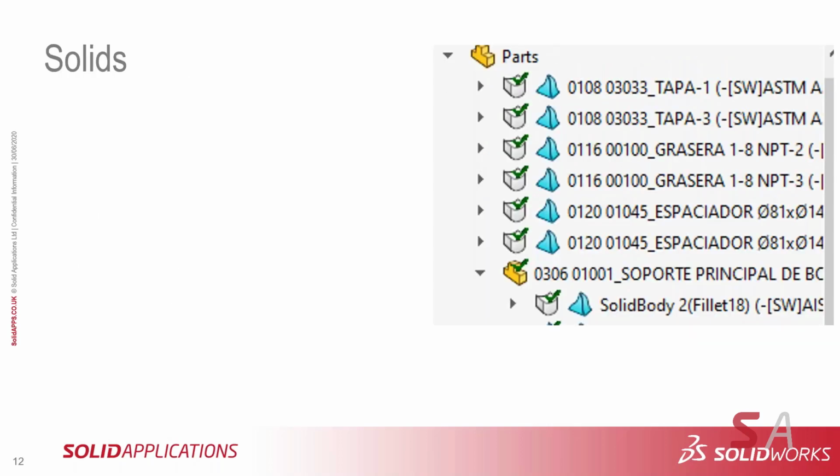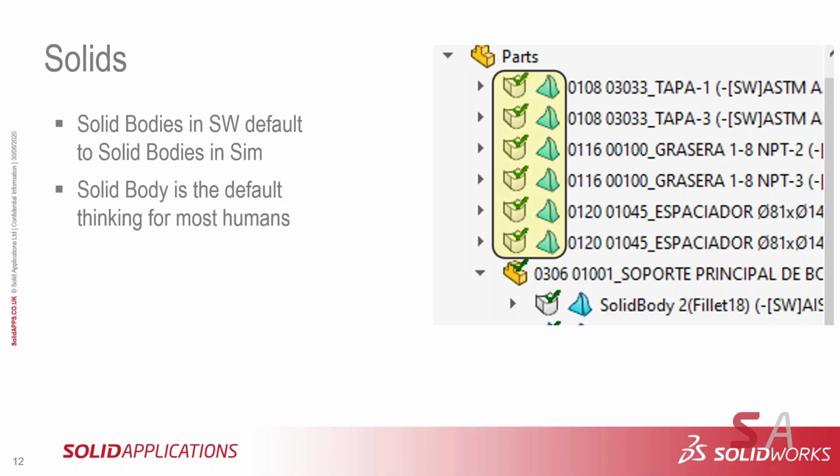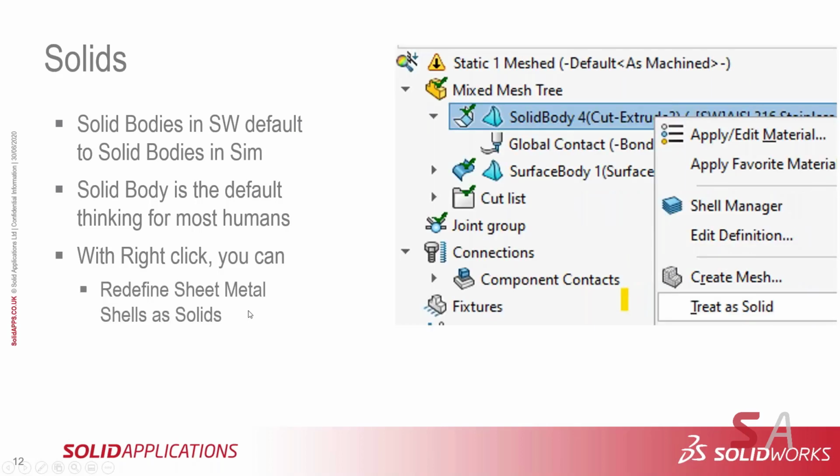And let's start getting a little more specific and look at solids. So in SOLIDWORKS, anything that's modeled as a solid body, which is, I would say, most things, is going to default to solid bodies in simulation unless they are sheet metal or weldments. That's just basically the way most people think. So in many cases, you can just leave that alone. But one of the other things to know about solids is that if you right-click one of the solids in the tree, and I mean right-clicking one of these guys here, you can redefine any sheet metal shells as solids, as I mentioned a moment ago. So there's a sheet metal body, you right-click it, and you treat it as solid.